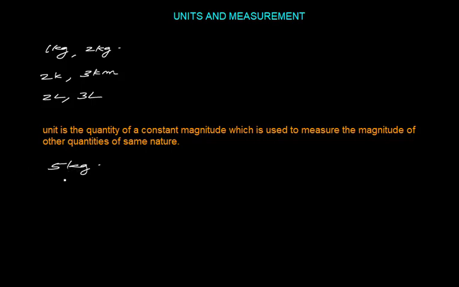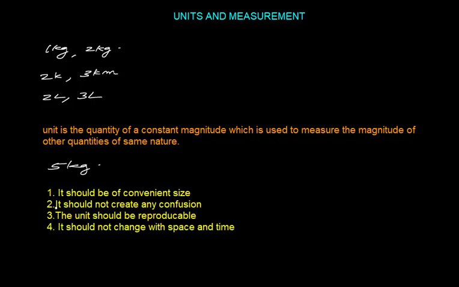So, what are the qualities of a good unit? An ideal unit has the following qualities. It should be a convenient size. It should not create any confusion. The unit should be reproducible and it should not change with space and time. Now let us consider the types of units. There are two kinds of units, fundamental units and derived units. So these are the two kinds of units.